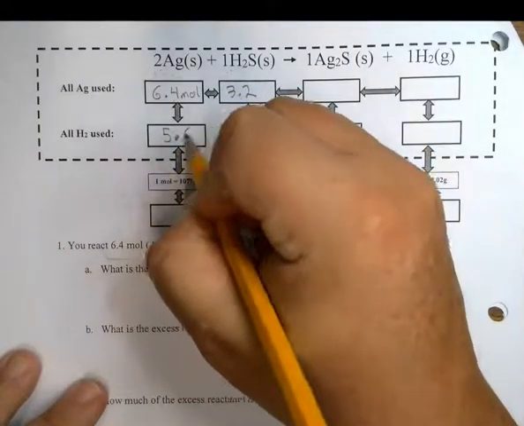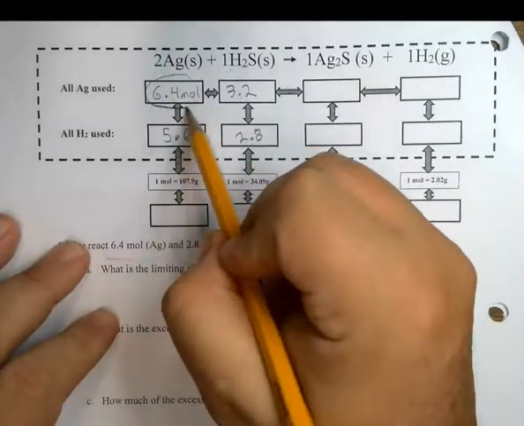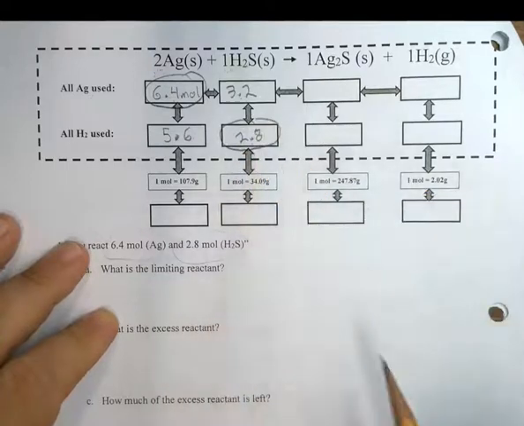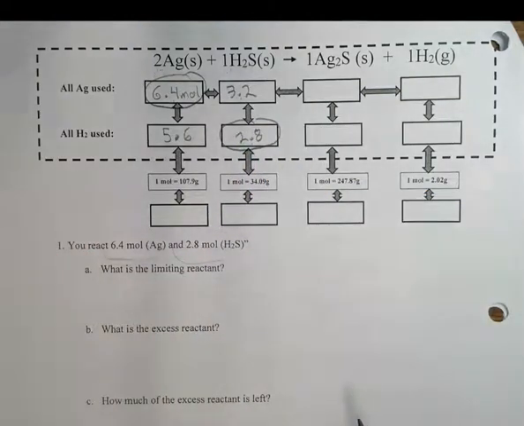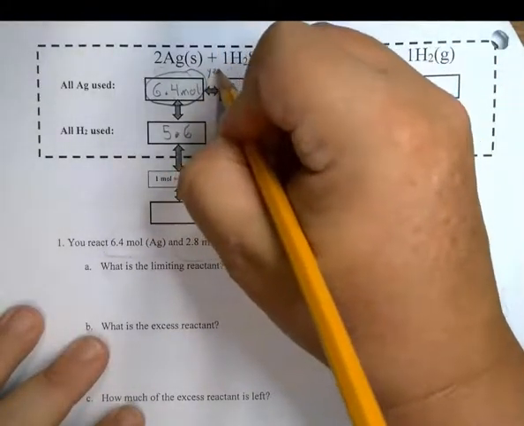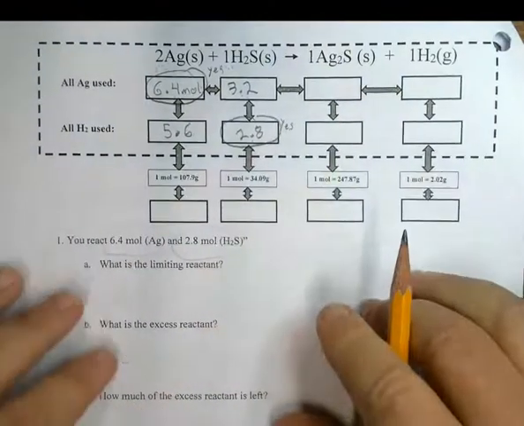Now, the one thing I did ask you to do is as soon as you write in the amounts that you were given, circle them, because you know that you have the 6.4 moles of silver and the 2.8 moles of H2S. So now what we're going to do is go around to these 4 boxes and determine, do we have at least this many moles of this substance? That means this many or more. So these two are yeses automatically, the ones with the circles. We have at least that much of those two compounds.